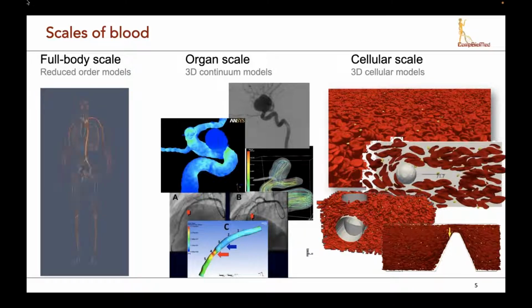These are really computationally expensive simulations that became available in the last, I would say, 10 years or so in small number of red blood cells. And really the recent expansion of computational power towards exascale enabled larger scale cellular simulations.